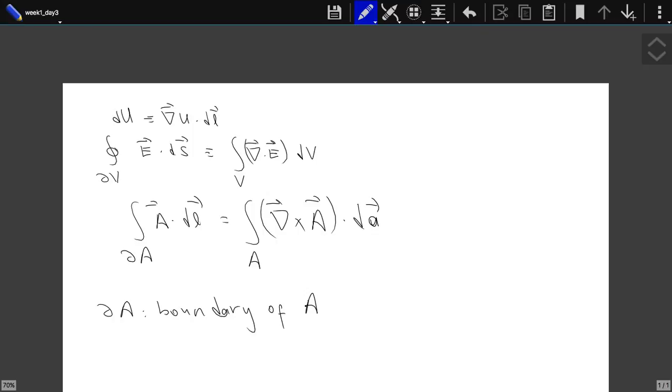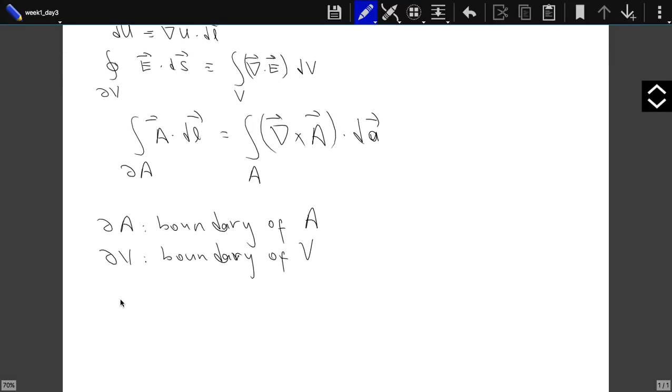If you have an area, the boundary of an area is just a closed loop. If you have a volume, the boundary of a volume is just a closed surface. In fact, you can even change the first one. If you just look at U_A minus U_B, this is equal to the integral of the gradient of U dot dl from the point A to the point B.